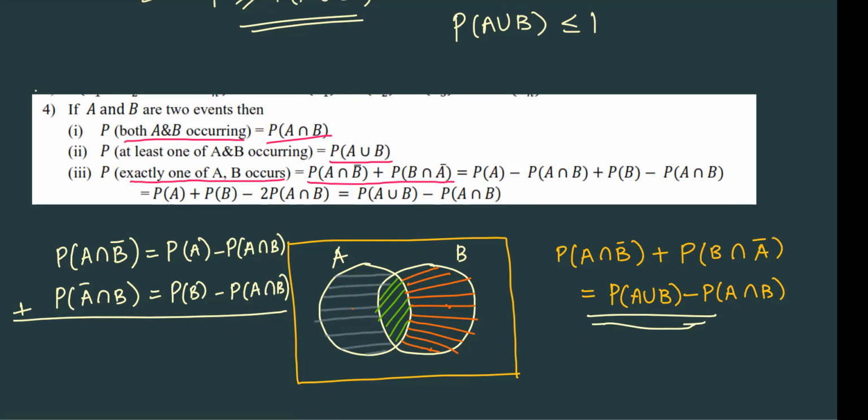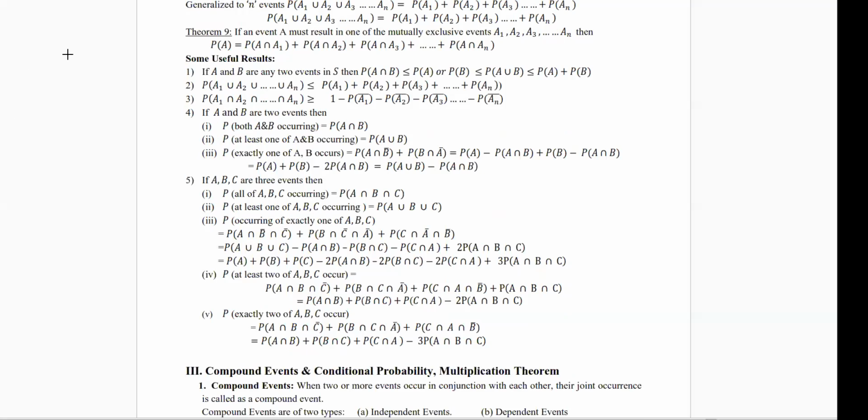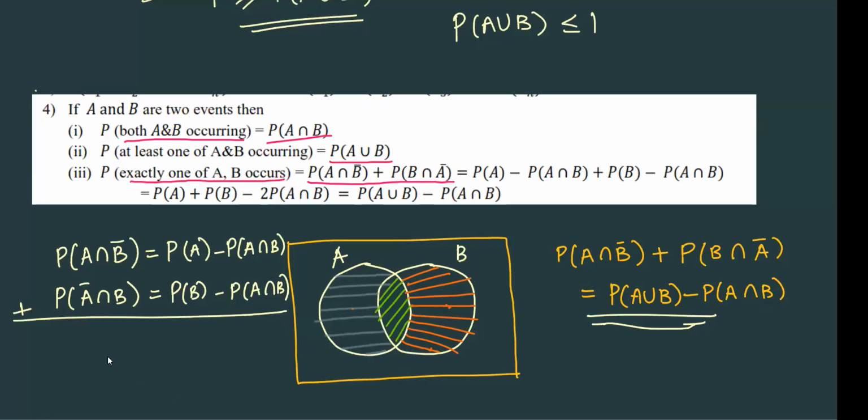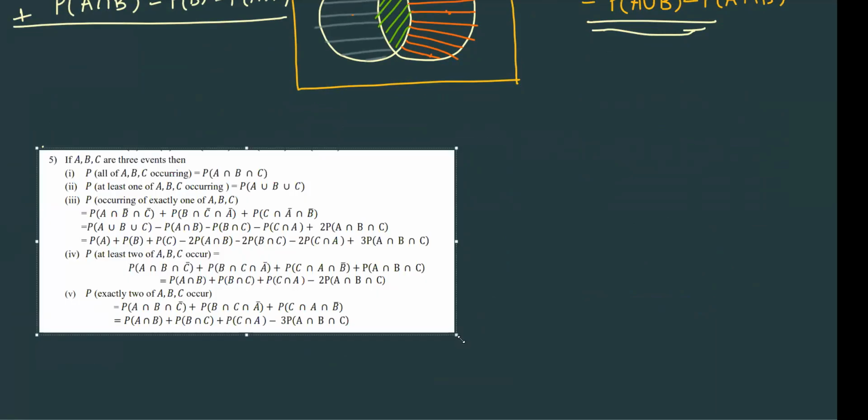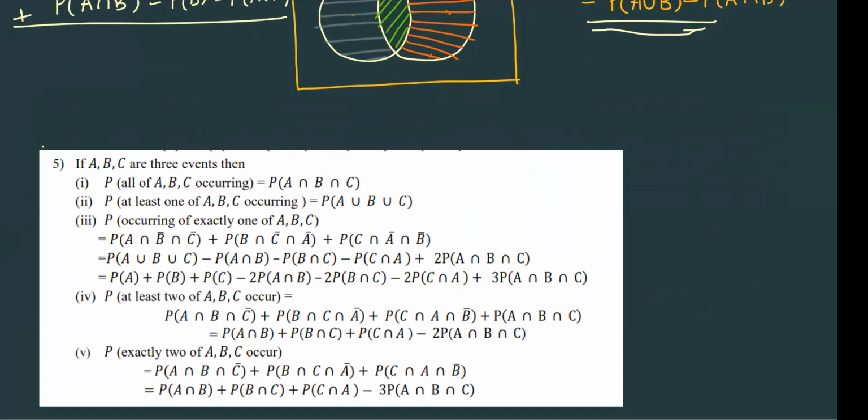So these are some results, and then the same thing extended for 3 events. So this terminology is important, and when we deal with problems, we should know these terminology. Now, if A and B are 3 events, then probability of all of them occurring is P of A intersection B intersection C. At least one of them occurring is A union B union C.